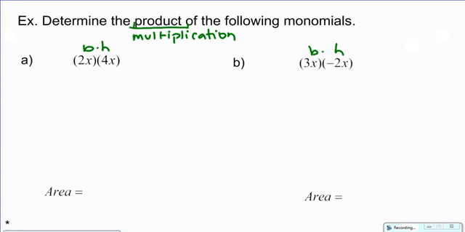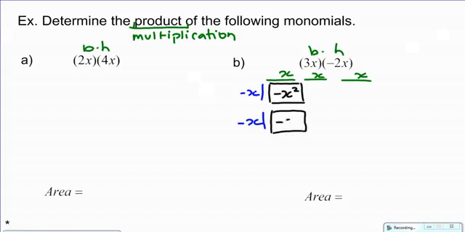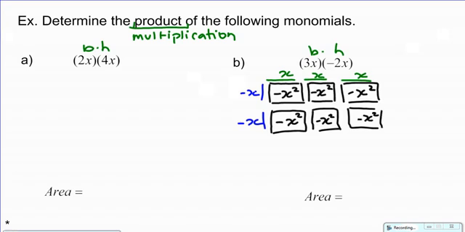So we have 3 positive x for the base. So 1, 2, 3. And then for the height, we have negative 2x. So now we're thinking as base times height get multiplied, we get positive x times negative x. Well, if we keep in mind our sign rules for multiplying, opposite signs make a negative, so positive times a negative gives us a negative x squared. Negative x squared. Okay, so they all end up being negative x squared.